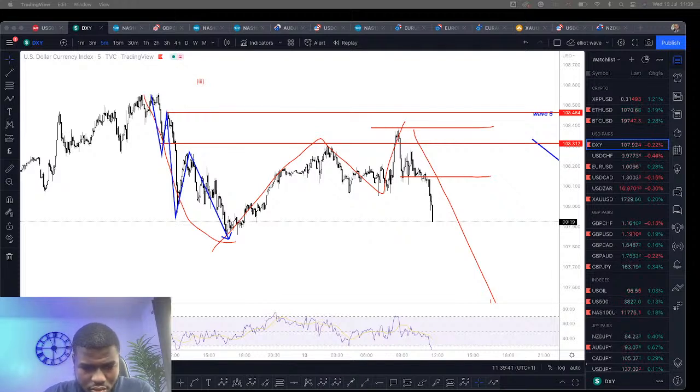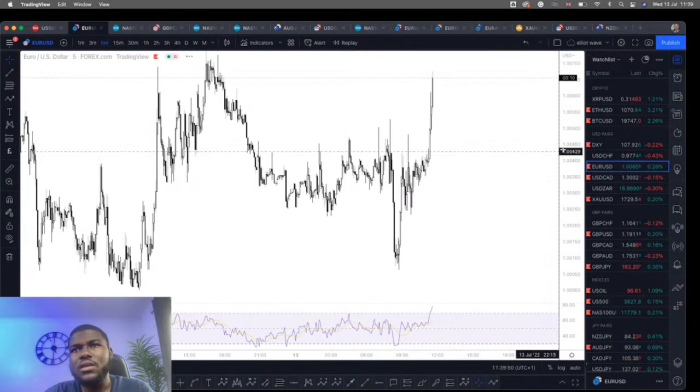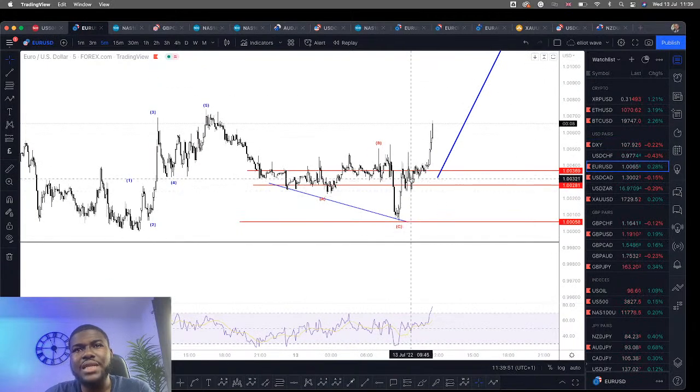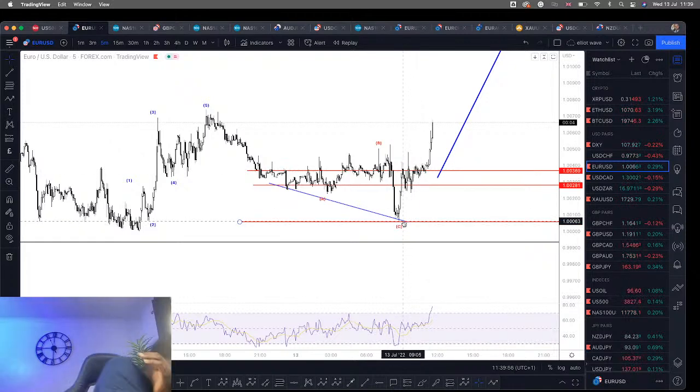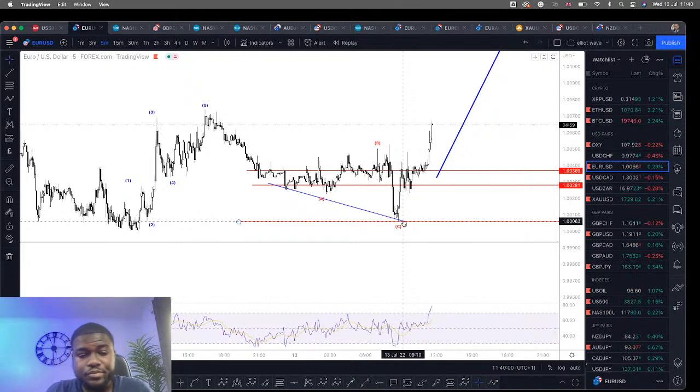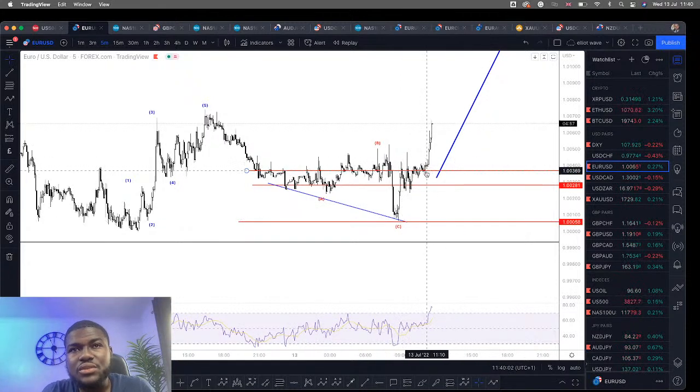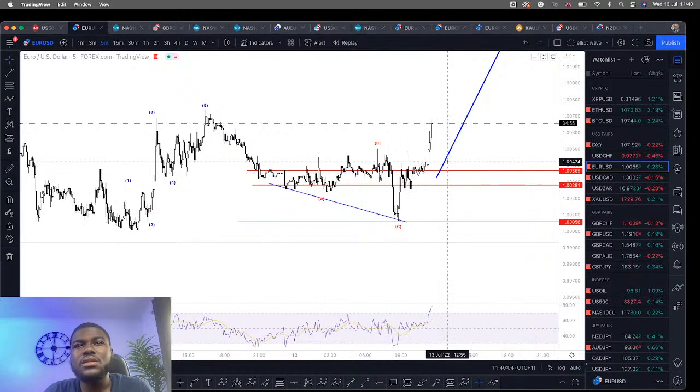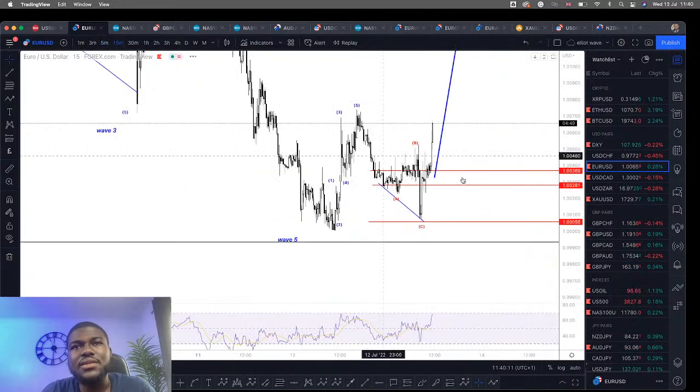I missed the sniper entry on Euro-dollar. Can you see that, guys? This is my ideal entry position, and this is my ideal stop loss. I'm sorry, guys. This is my ideal entry, and this is my stop loss here. So while I was just busy talking to you guys, the market moved without me.